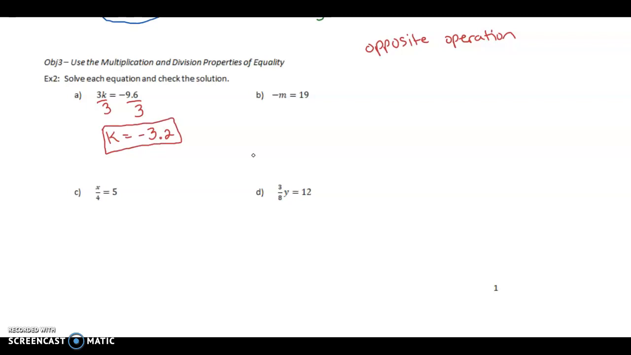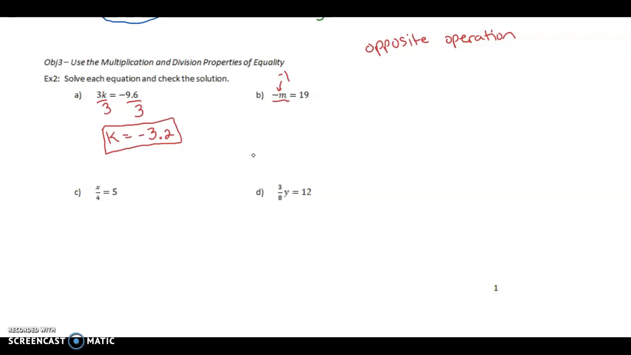Part B is a really important concept that we're going to see a lot: when you just have a negative in front of a variable, it is actually a negative 1. We don't write the 1. I think I mentioned in class, mathematicians seem kind of lazy. If they don't have to write it, they don't. So it is a negative 1.